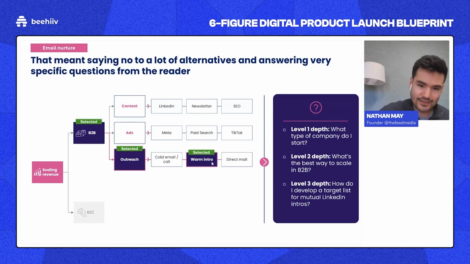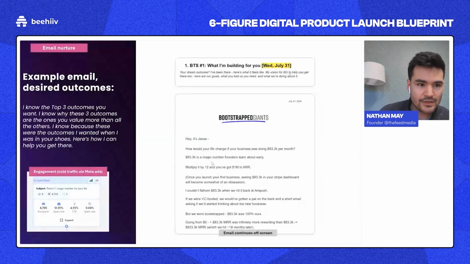It meant saying no to ads. We selected warm introductions, right? We said no to cold email. We said no to direct mail. There are other outreach methods too. This helped us really nail down something specific and articulate in extremely precise detail the type of value and why this was maybe a better alternative to some of the other solutions that you would see here. I want to show you two quick example emails.